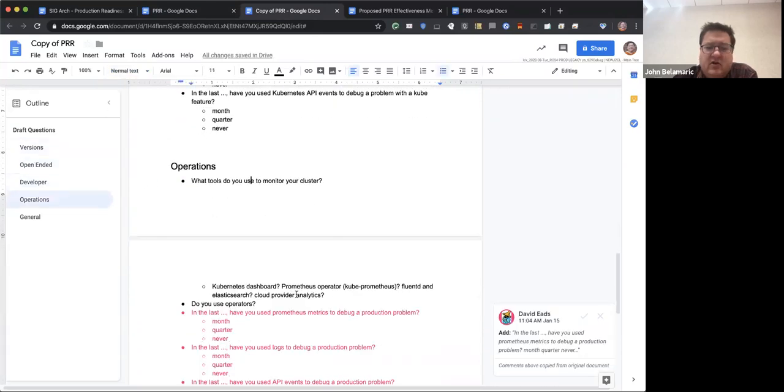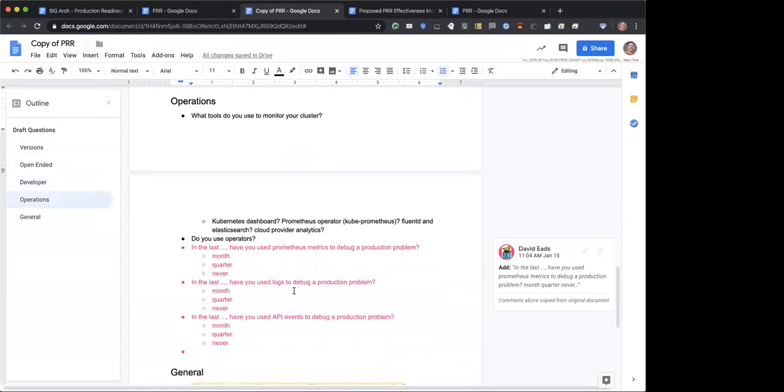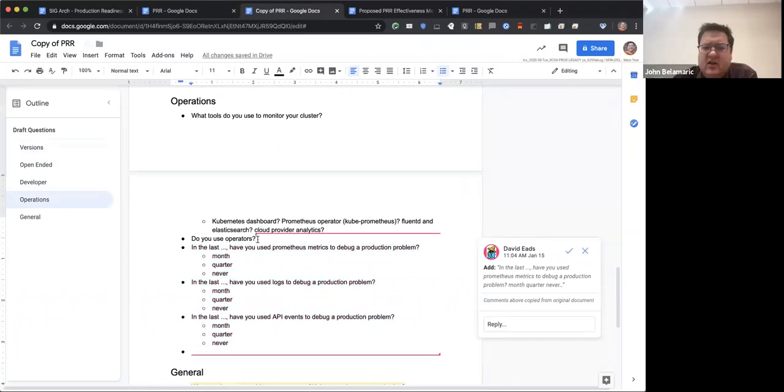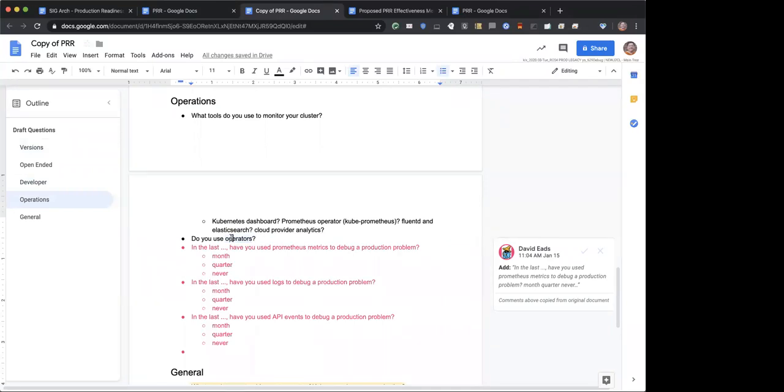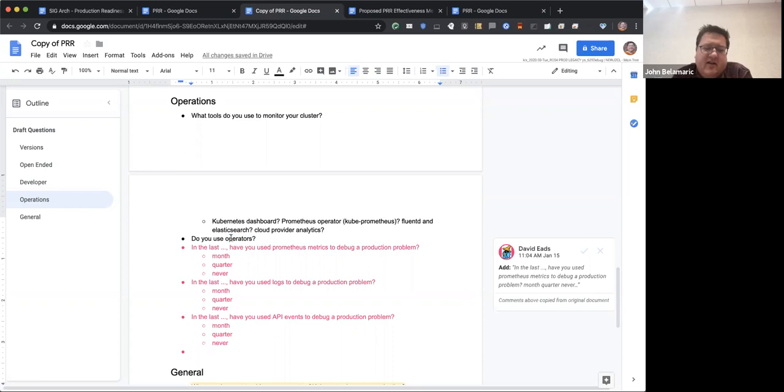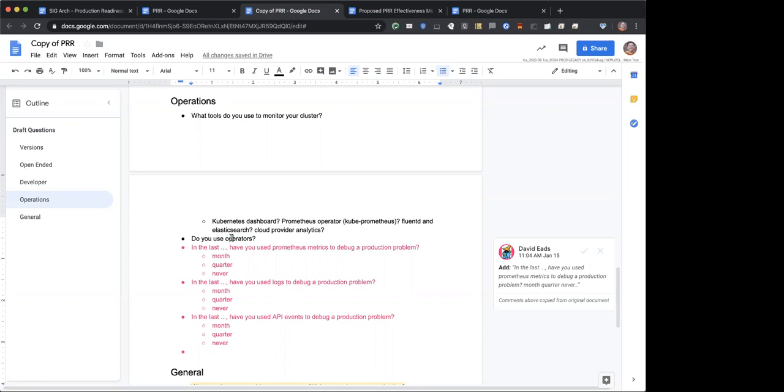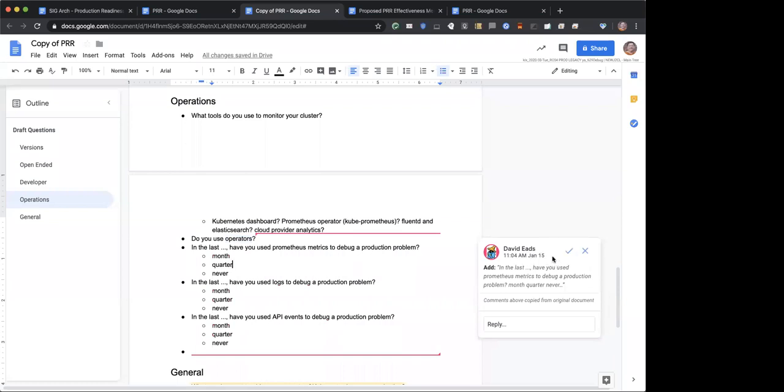What tools do you use to monitor your cluster? I liked that question. I think having checkboxes here would be pretty good. What is this for? Do you use operators? In the sense of the operator framework and the etcd operator, someone wrote a controller to manage your software. Do you use those? I didn't write that question. Mine are all in the next section. You can eliminate them because you have their duplicates already above.